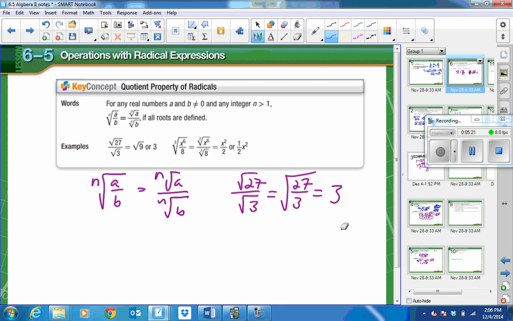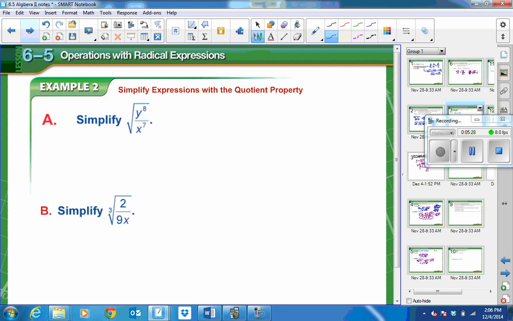But you do have to make sure to combine these that n, or your index, is the exact same number for them to be like terms. So simplify the square root of y to the 8th over the square root of x to the 7th. So the numerator is going to be y to the 4th, and the denominator, we're going to break that down into x to the 6th times x to the 1st power. So now we have y to the 4th over x to the 3rd square root of x.